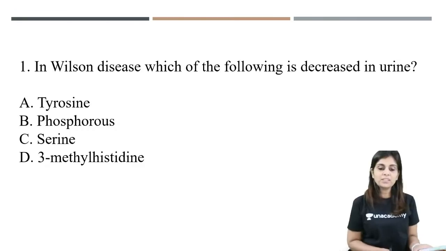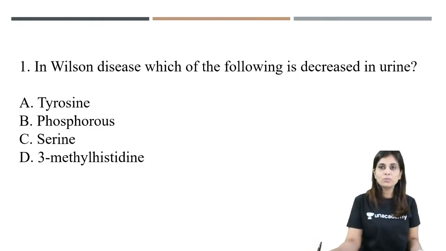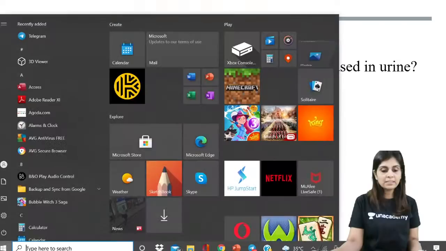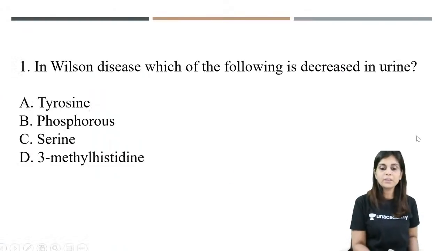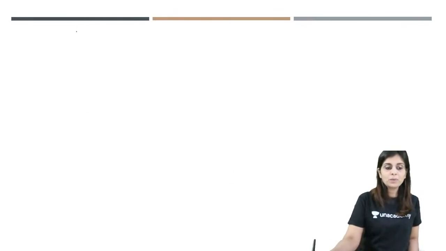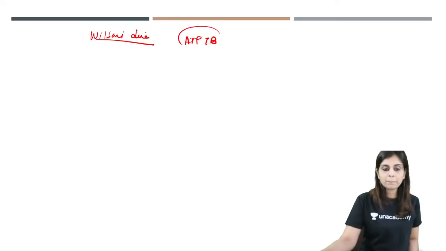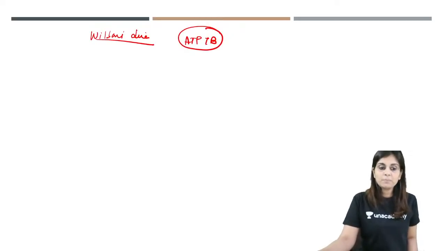To answer this question, there is one fact which I want you all to know: Wilson's disease will present as aminoaciduria. So first, what do you need to know about Wilson's disease? Wilson's disease is a defect of ATP7B.